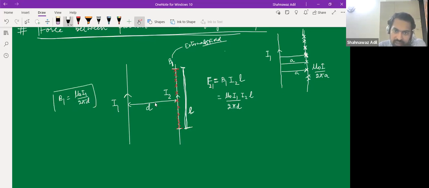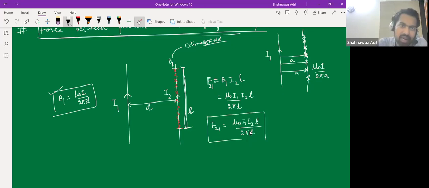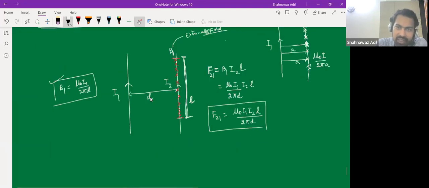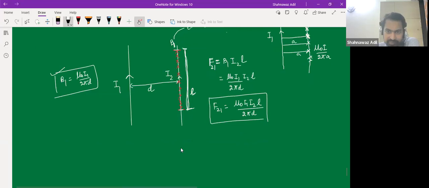This is the length and this is the current. So the force due to 2 on 1 would be mu naught I1, I2, L by 2 pi. This is the force between parallel current carrying wires. Is this point clear, guys?